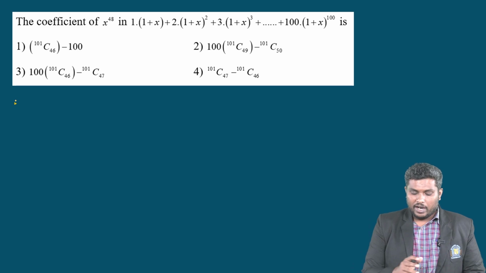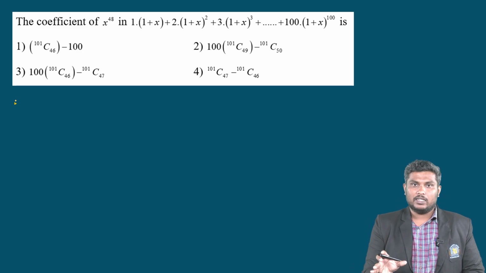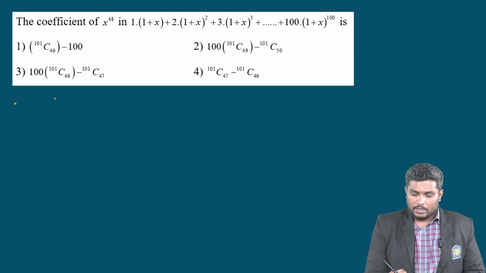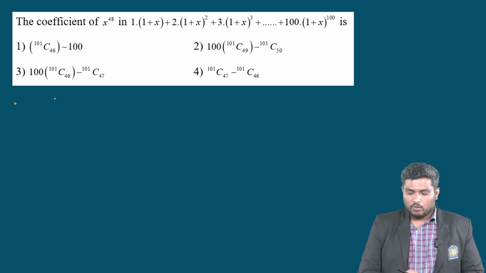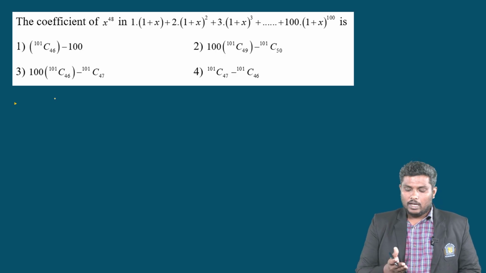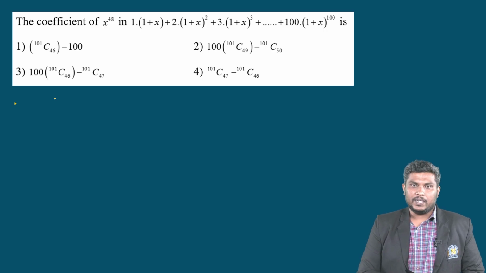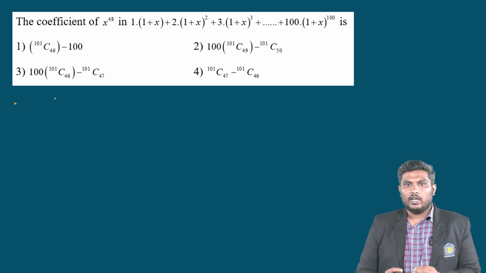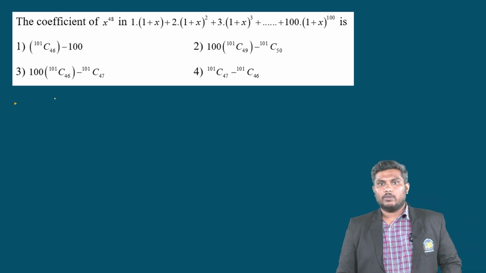So first, you need to identify the given expansion, the given summation. So 1 plus x, 2 into (1 plus x) whole square, 3 into (1 plus x) whole cube. This is clearly an AGP. So if you know how to solve an AGP, AGP is an arithmetic geometric progression.